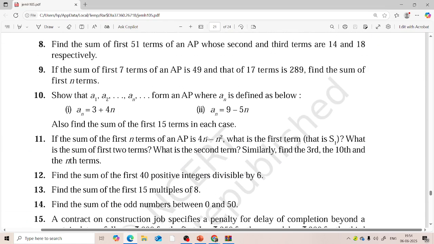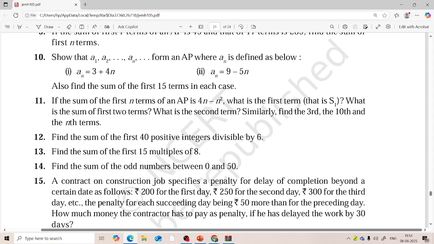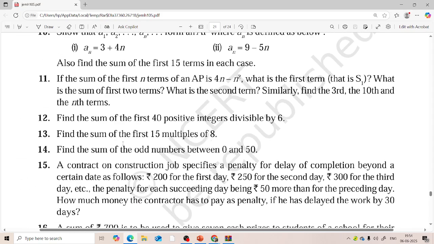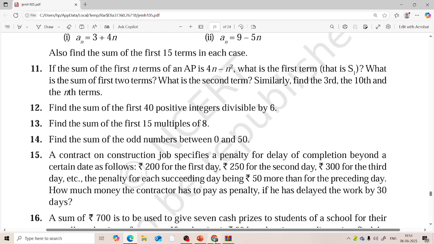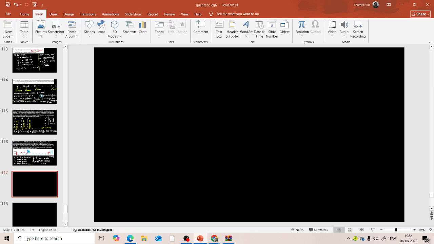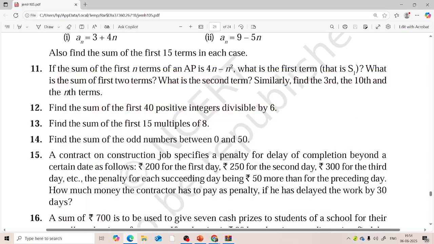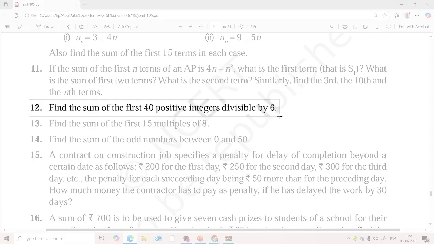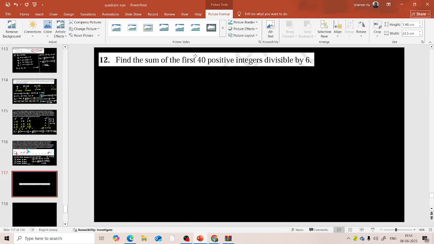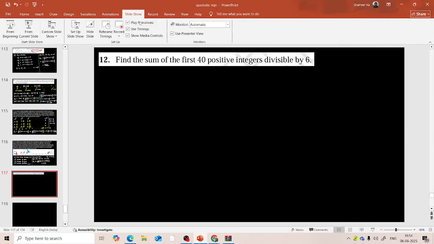The application problems I discussed now. Let me discuss the 12th question. The application word problems I finished. By today's class this chapter will be over, okay? It's not a tough question, it is a very simple question. Find the sum of first 40 positive natural numbers divisible by 6.